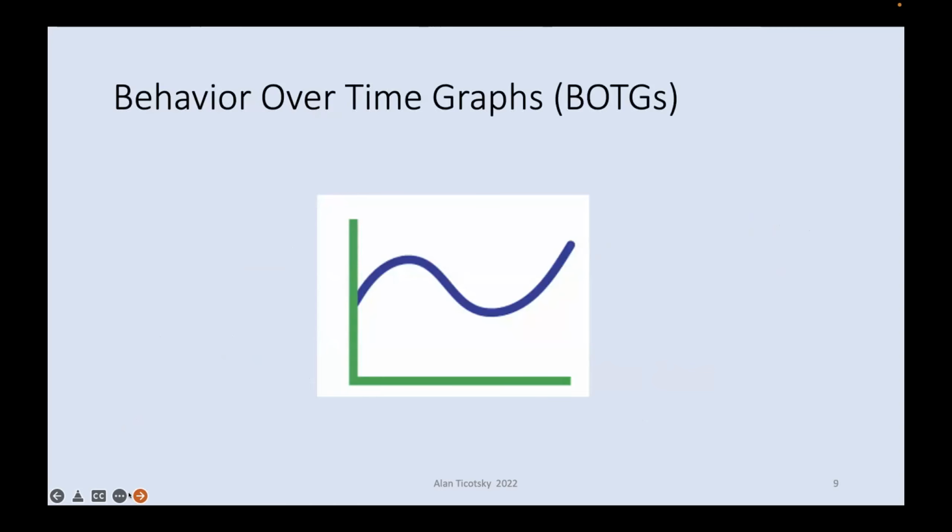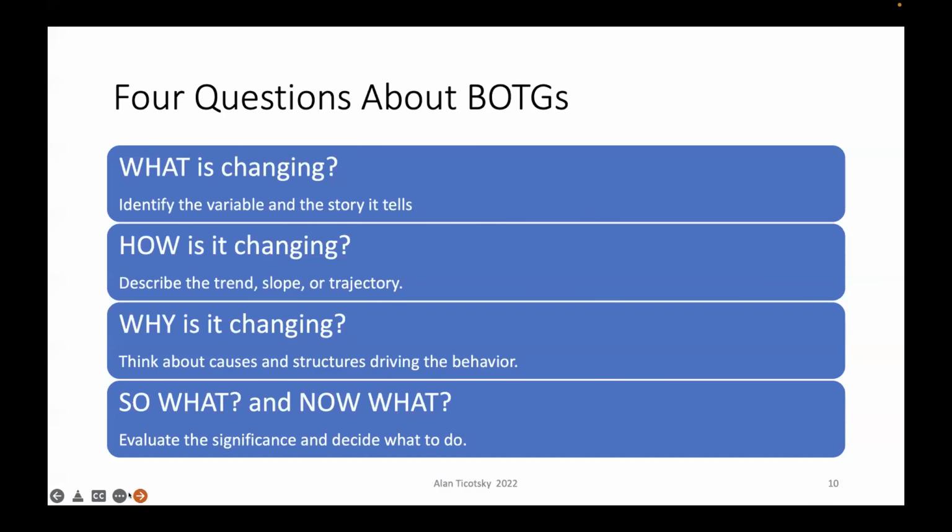So, behavior over time graphs. We used with the students the 4-question format there, which you can see: what's changing and what is the way it's changing, why, what are the reasons and the structures that are driving the behavior, and then what's the significance and what do you do? And that's where I got really interested in writing the lessons that I did for my book and taking the title, Now What?